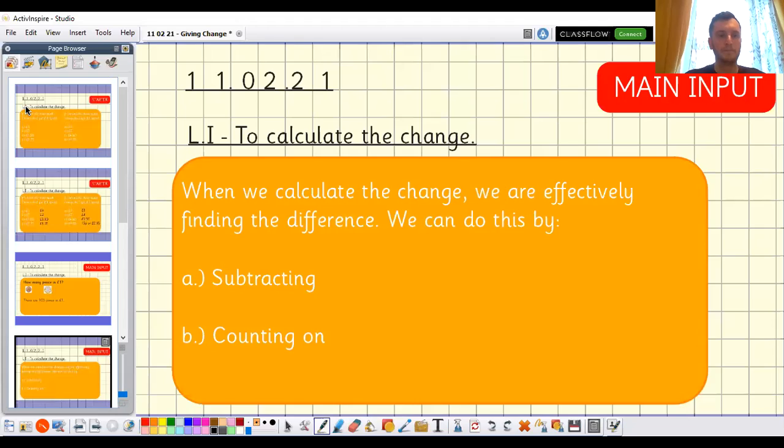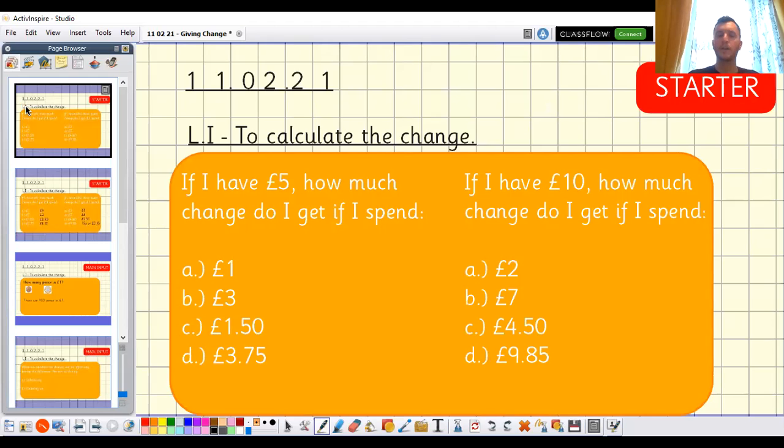Hello again, Year 3, and thank you for joining for our next maths lesson where we're going to continue our learning about money. We're going to continue learning specifically about calculating the change, a bit like we did yesterday. So as a starter, have a go at these questions.